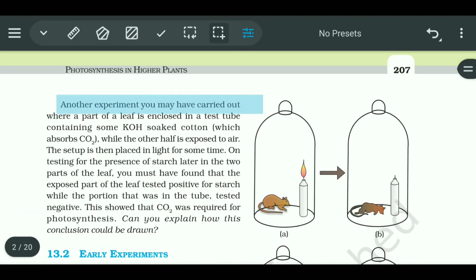Another experiment you may have carried out is where a part of a leaf is enclosed in a test tube containing some KOH-soaked cotton, which absorbs CO2, while the other half is exposed to air. The setup is then placed in light for some time. On testing for the presence of starch later in the two parts of the leaf, you must have found that the exposed part of the leaf tested positive for starch, while the portion that was in the tube tested negative. This showed that CO2 was required for photosynthesis. Can you explain how this conclusion could be drawn?